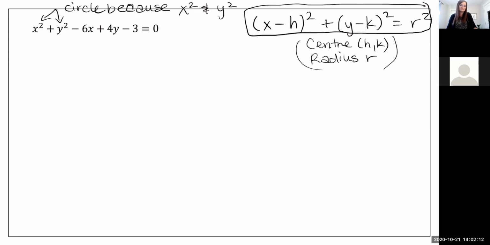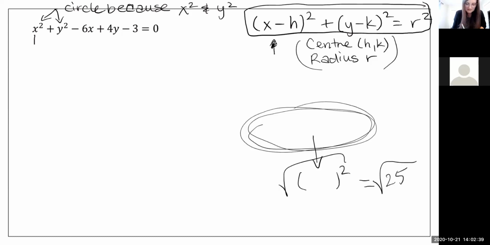And to put it in that format, we actually have to do something that we learned last class when we were trying to, do you remember when we were trying to get a perfect square so that we could square root both sides? I'm going to rewrite this.